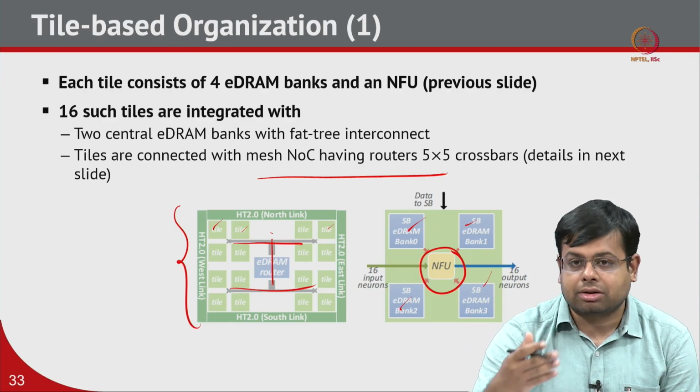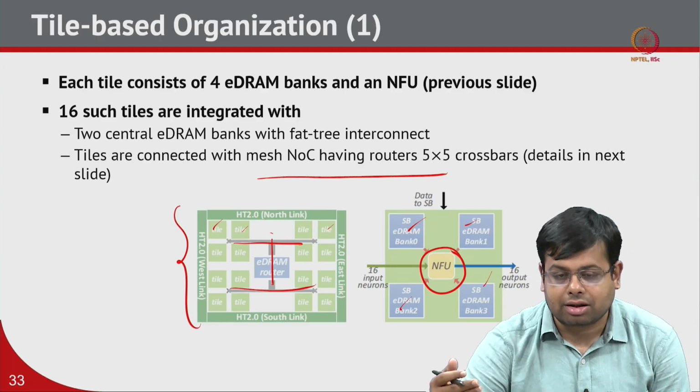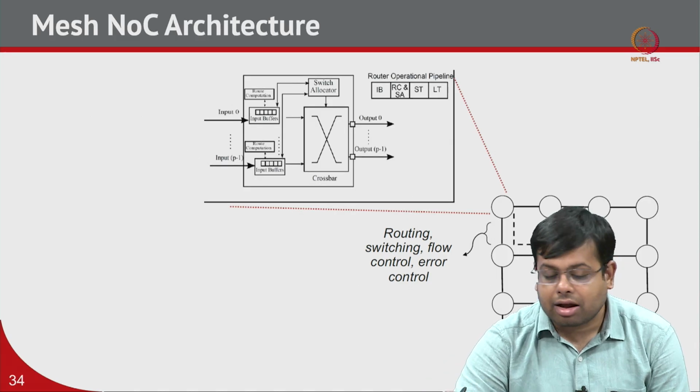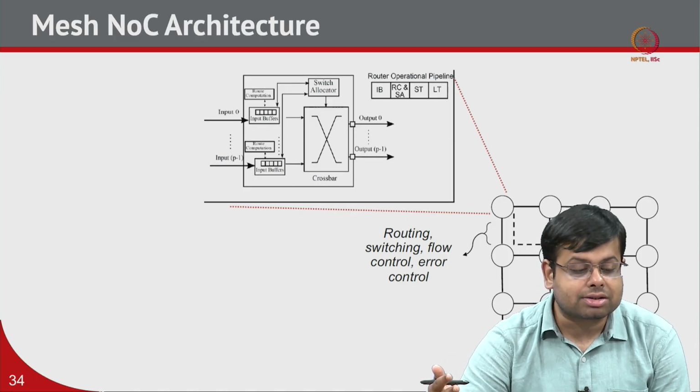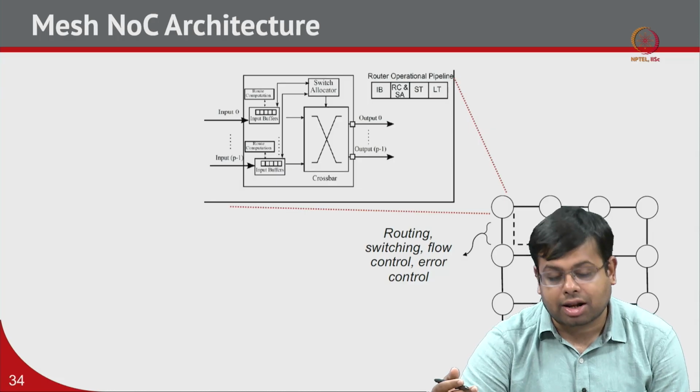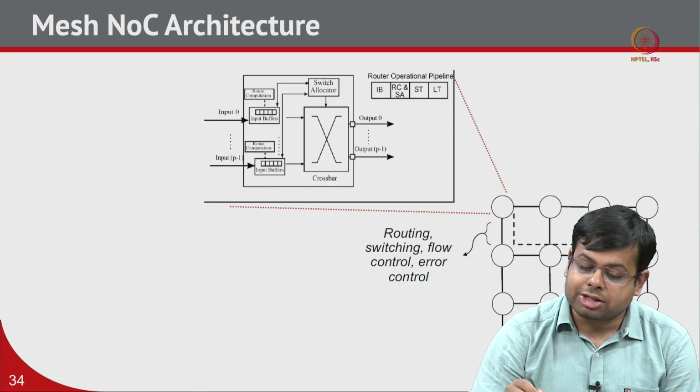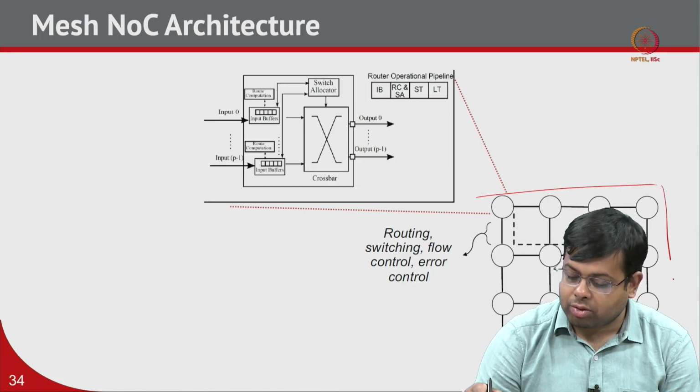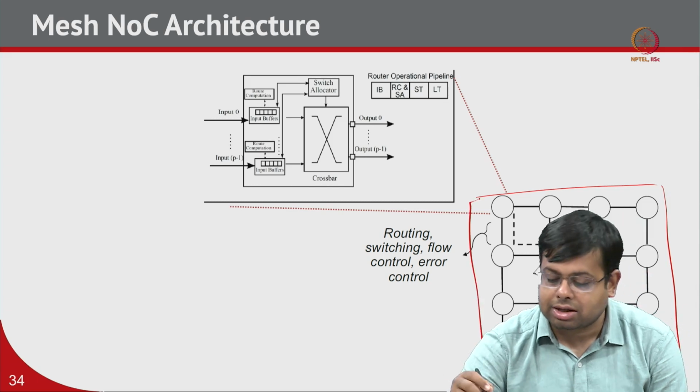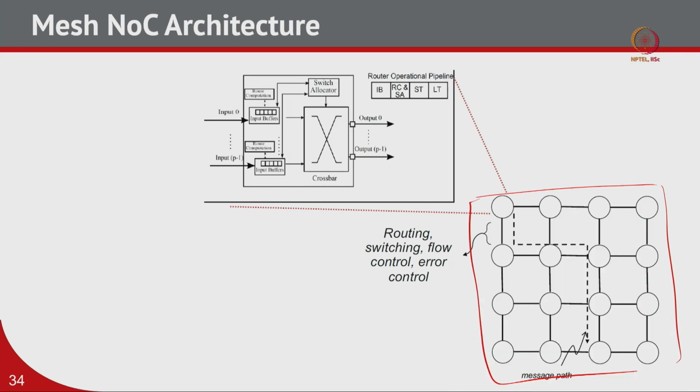So, let us take a step back and discuss what this mesh NOC, or the interconnect architecture, is. This figure shows a 4 by 4 mesh NOC, with 16 routers in this particular NOC. We can imagine that each router is connected to one tile.